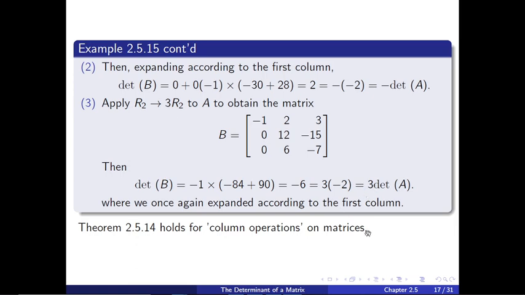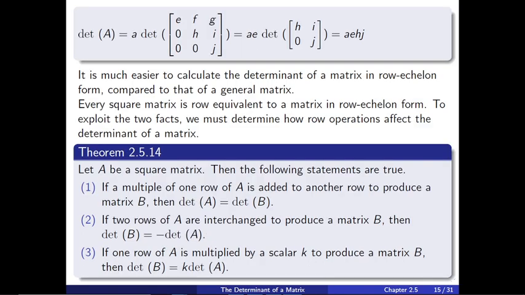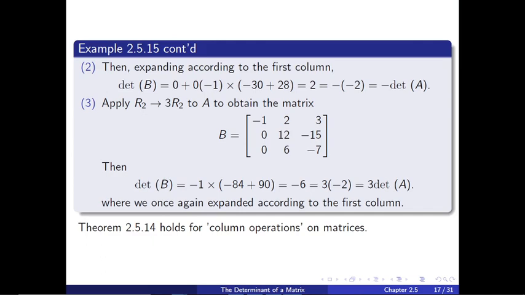So this affirms that, using this example, we have verified that indeed the theorem, even though we don't have the proof, is consistent with this example. Right, now it turns out that if we do some column operations which are performed the same way that we do row operations, then this theorem also holds.